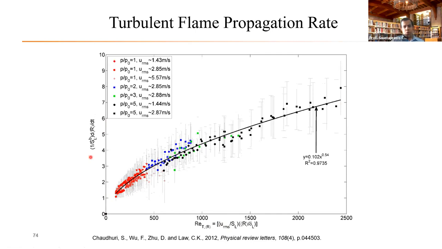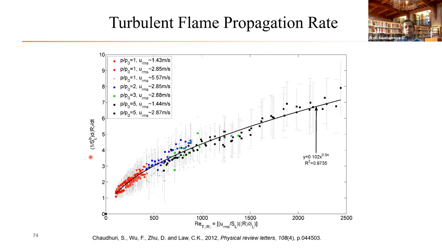Now, of course, this should hold only when the average flame radius is not larger than the largest length scales of the flow itself, because the largest length scales of the flow are what is imparting turbulent diffusivity, and that is what is causing the flame to accelerate.